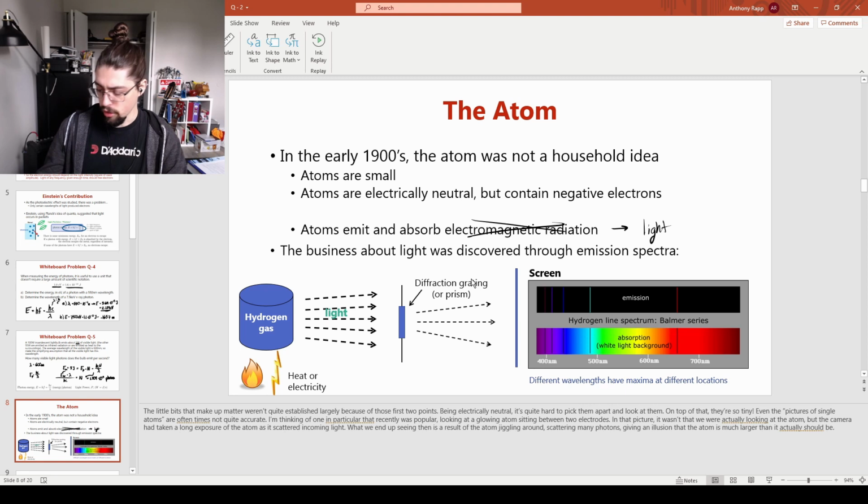And here's a general question for everyone. What is a physicist's favorite atom? Not talking to the chemist, talking to the physicist specifically. What is a physicist's favorite atom? Any guesses? Hydrogen. Of course it's hydrogen.